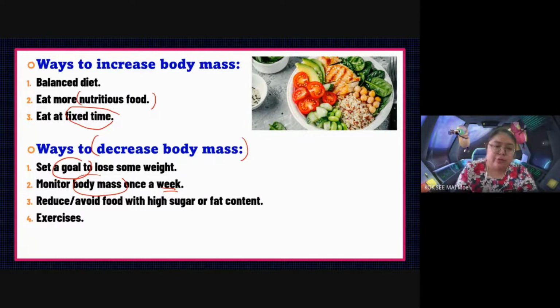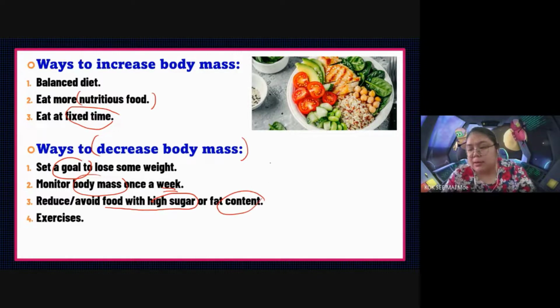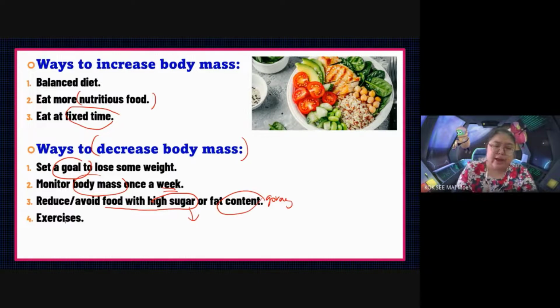Number 3 is reduce, or you say avoid, the food with high sugar or fat content. Example, the goreng one, you know lah, that one is fat content. So this one is sugar, Coke lah, Pepsi lah. Then after they go to Starbucks lah, all this sugar is very high. So you must reduce, and the last one, must do exercise. So this is one of the ways how to reduce your mass.